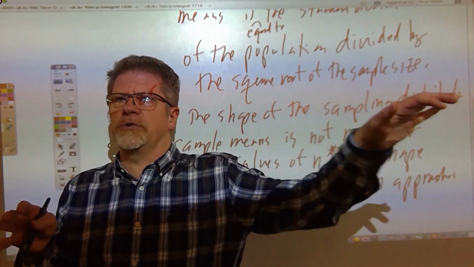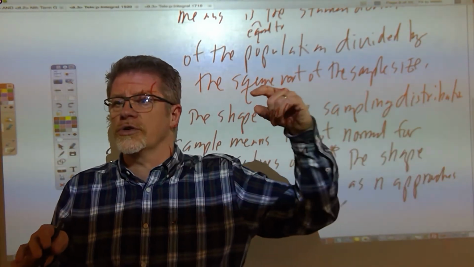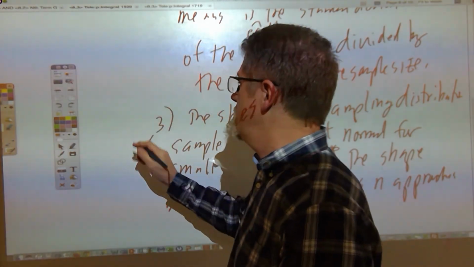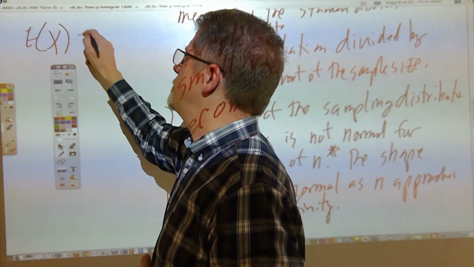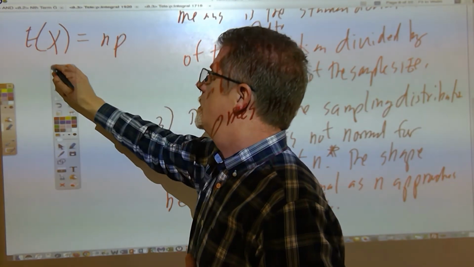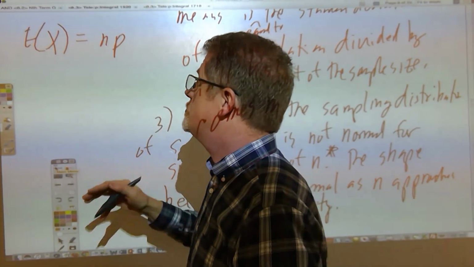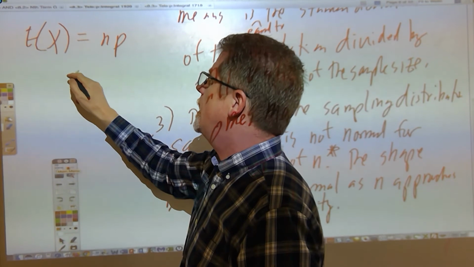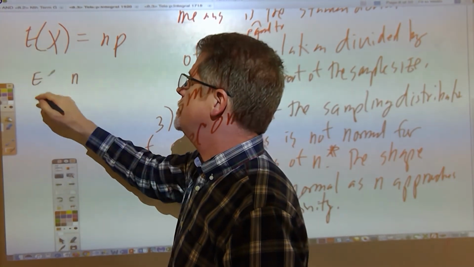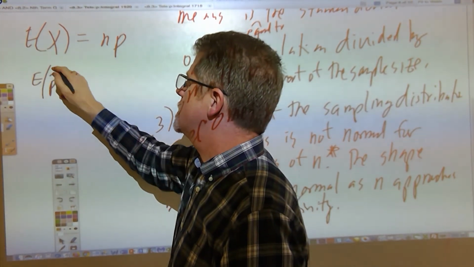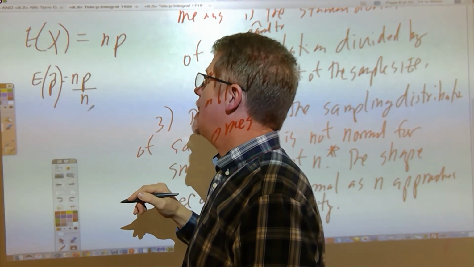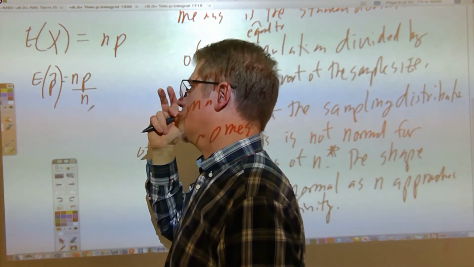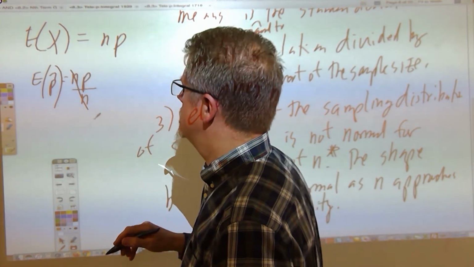X is the number of people who are going to say yes and vote for Trump. X has an expected value, the expected number of people who are going to vote for Trump, which is np. You can turn that into a proportion by getting the expected value of p hat, taking the number of people and dividing by n. It's just p.